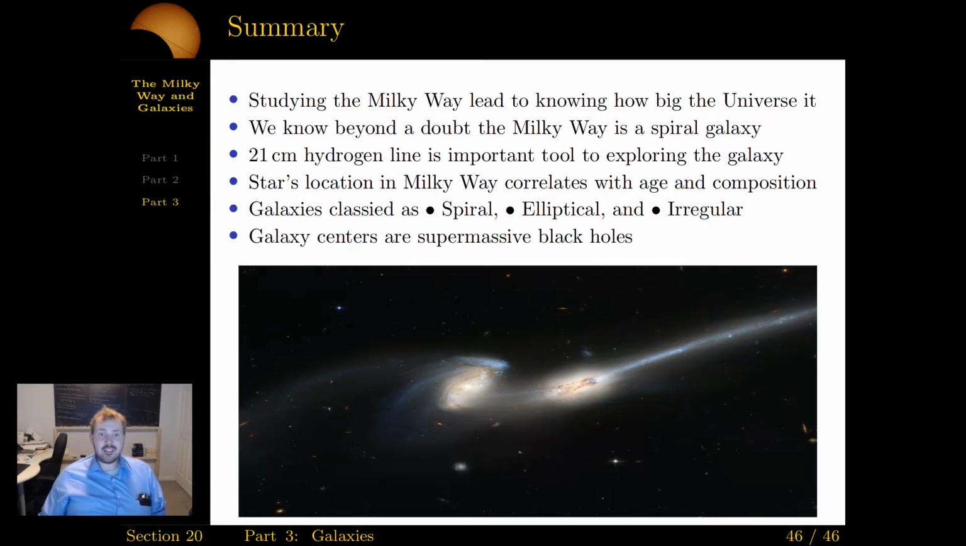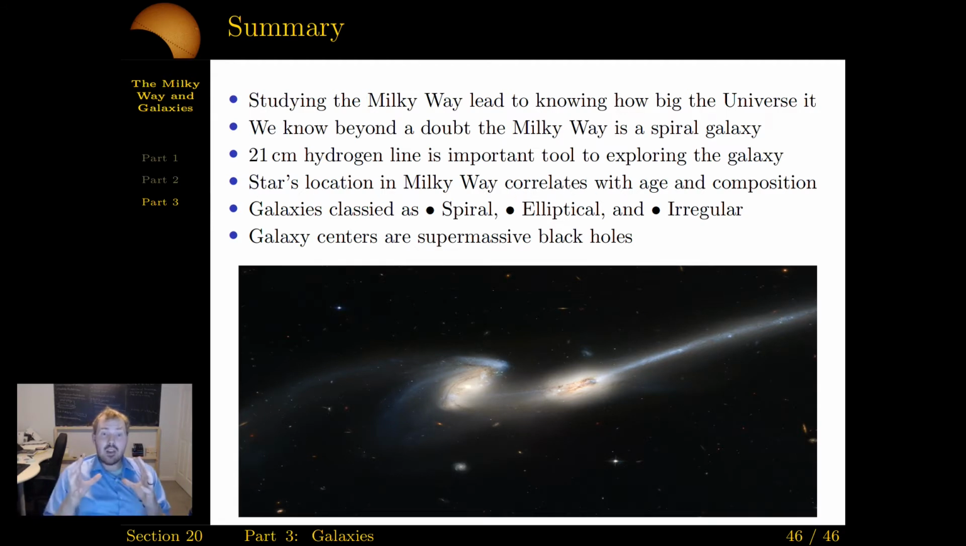Speaking of that gas, it's mostly hydrogen, and so it emits that special 21 centimeter hydrogen line. That line is due to the electron spin flips. And this line here is not susceptible to dust, so it allows us to easily map where all the material, all the gas in the Milky Way is moving.